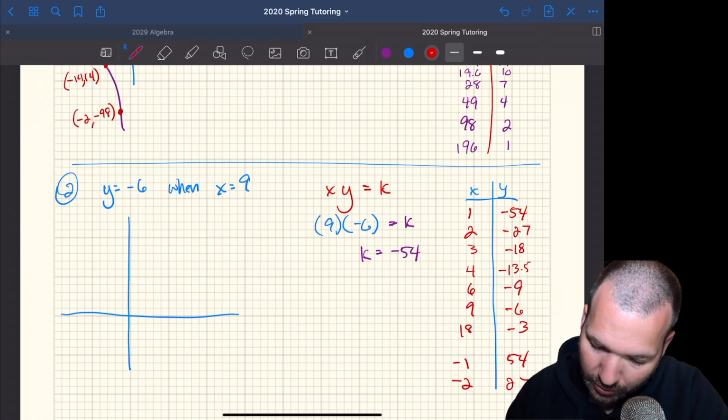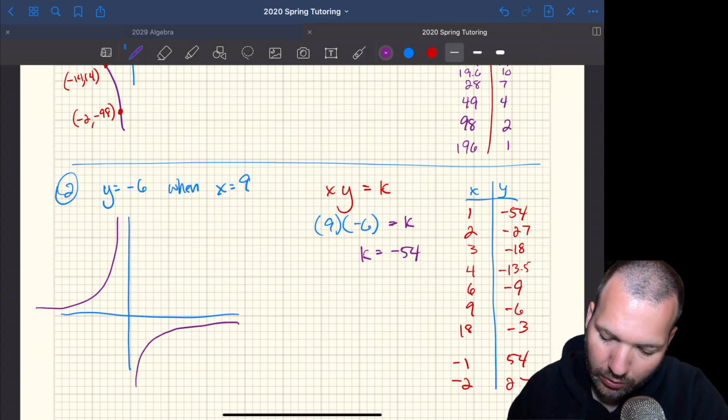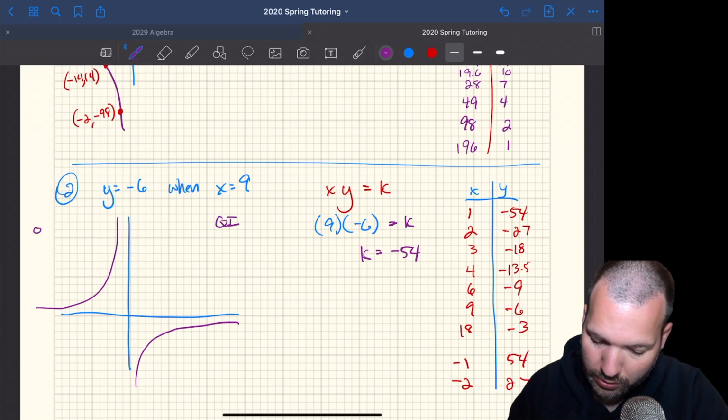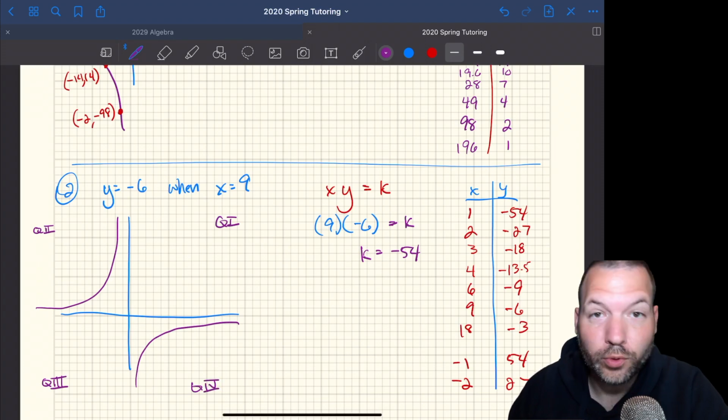So let's get the curves into our coordinate plane. Again, this time we're going to be in quadrants 2 and 4. Remember, this is quadrant 1. Over here is quadrant 2, quadrant 3, quadrant 4, Roman numerals.